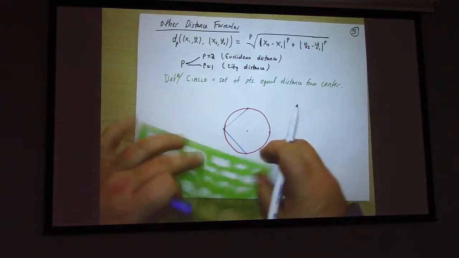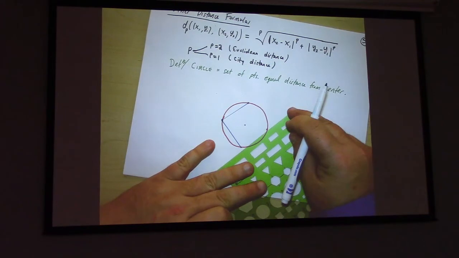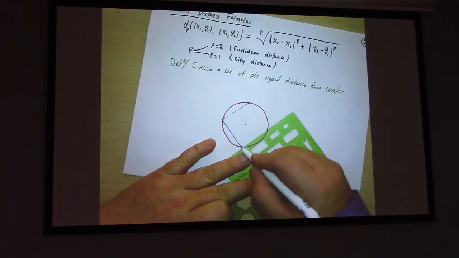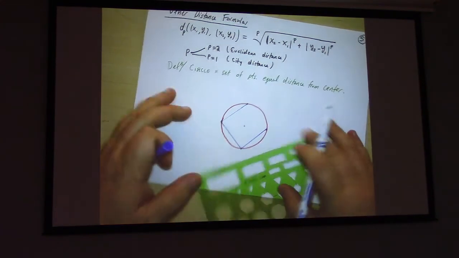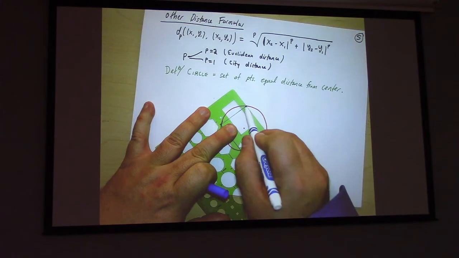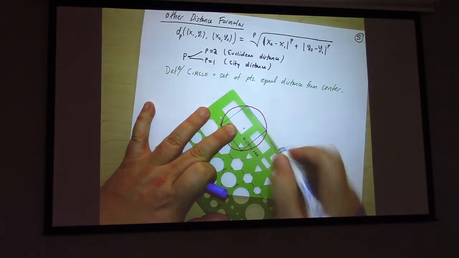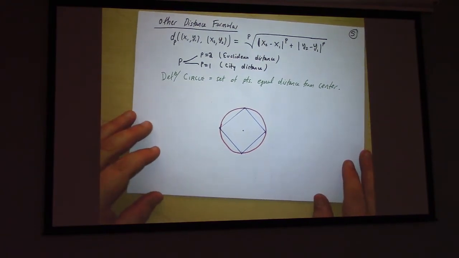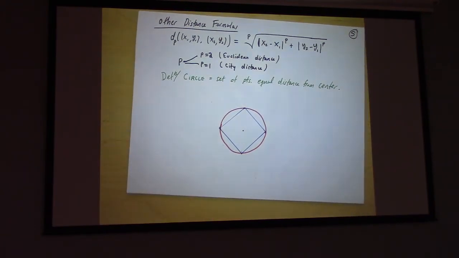So in the city geometry, the circle is actually what we would in standard language call a diamond, right? And here's the thing. When you look at p equals 3, well, you know what? Rather than doing this, I should really show it to you properly. Let's see here.